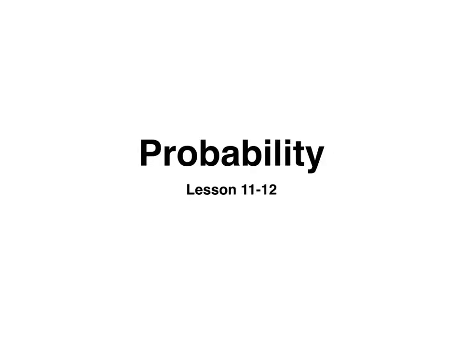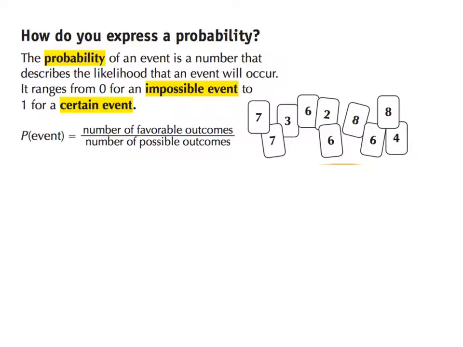In this lesson, we are going to study probability. How do you express a probability? The probability of an event is a number that describes the likelihood that an event will occur. So what is probability? It is a number that describes the likelihood of an event that will occur.